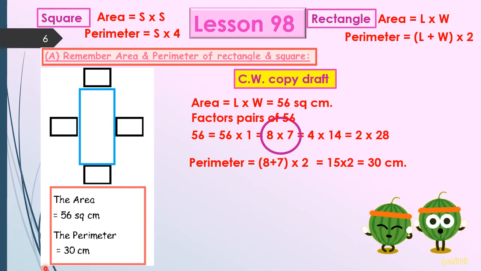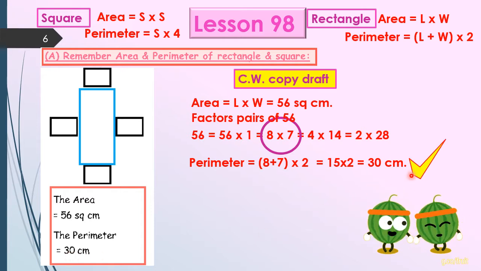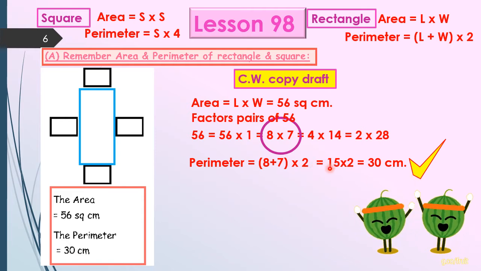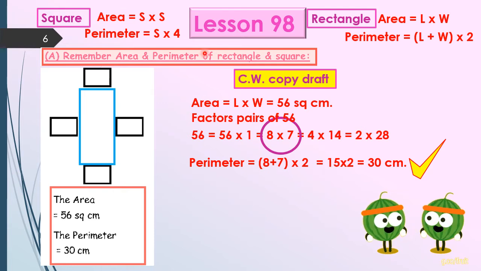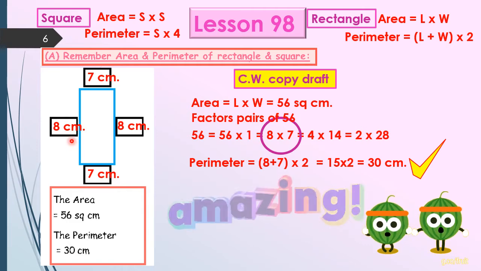Is this 30 like this 30? Yes, then I am right. Then my hypothesis is right. Now, let's write down here 7 and 8, which is 7 the width, the smaller length, and the biggest length will be the length. It will be 7 and 8.